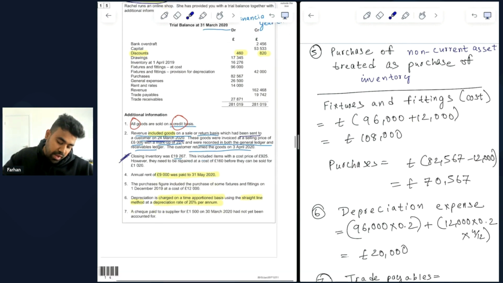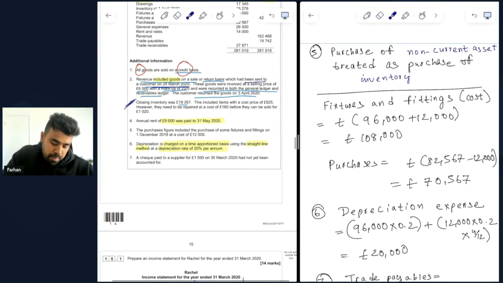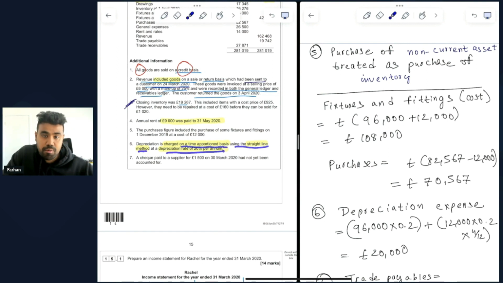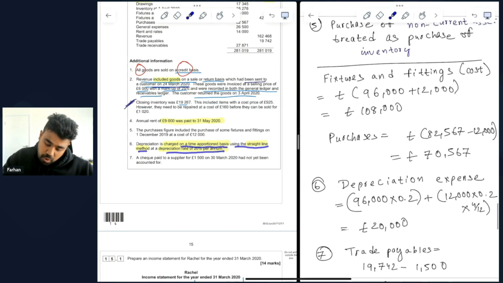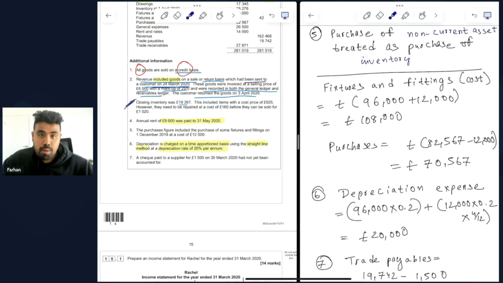Okay, then point number 6 talks about depreciation to be charged on a time apportioned basis using the straight line method at a depreciation rate of 20% per annum. So it's very straightforward, but we still have some complications here. So if you want to find the depreciation expense for the fixtures and fittings, given that we are using the straight line method, you're taking the original cost of £96,000 that we know to begin with, and then multiply 20%.